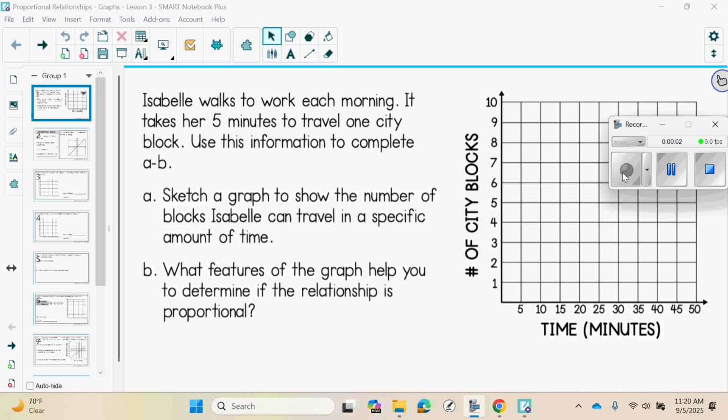Okay, guys, we're going to do proportional relationships as it deals with graphs for today. So our first warm-up exercise, we've given you a problem. We want you to sketch a graph and then tell me what features of the graph help you determine if it's proportional or not. So you've got 2 points. We've given you a quick sample of what's happening. Now we want you to put it into graph format and talk about the proportionality you see as you do that.